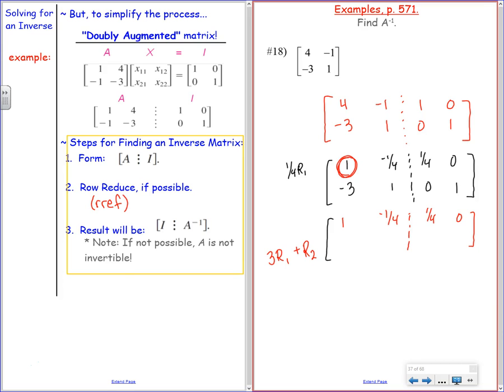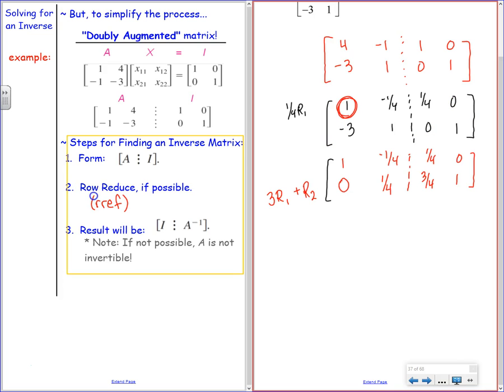Times 1 minus 3, 0. 3 times -1/4, -3/4 plus 1 plus 4/4. -3/4 plus 4/4. 1. 3/4 plus 0. 0 plus 1. I know, I'm doing mental math. But back in the day, didn't we say we could go off to the side and you could show work, right? Okay. First column. Done.